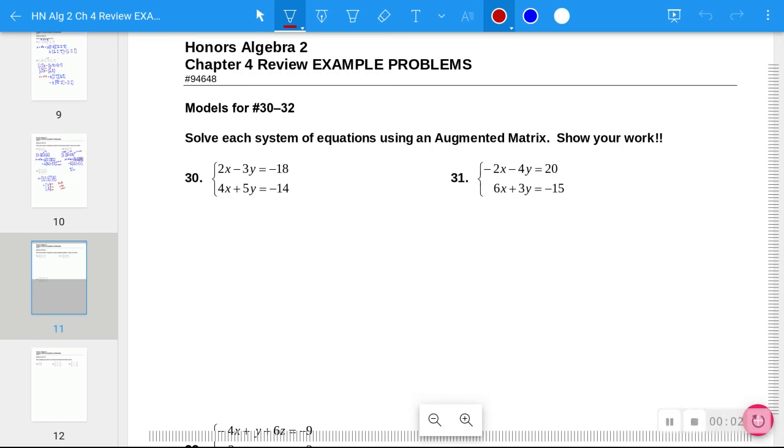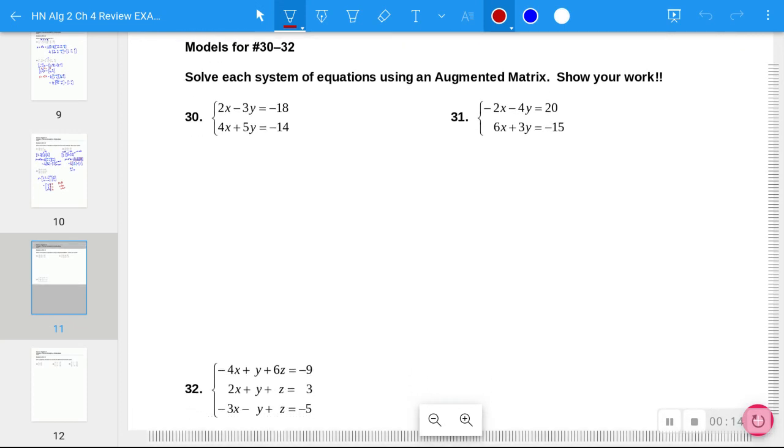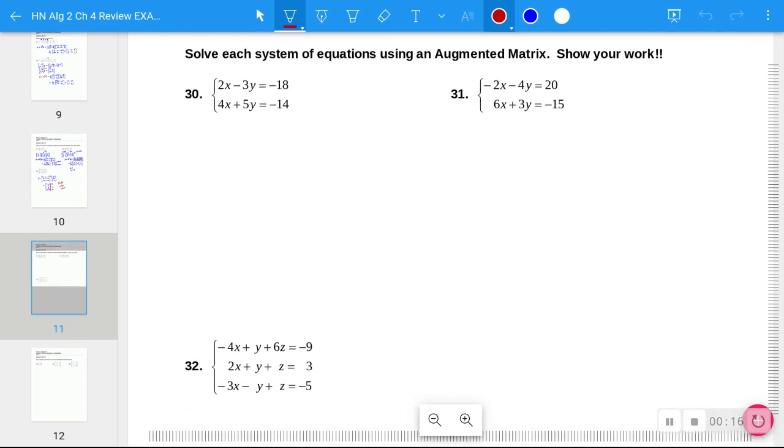Okay, we're back with the Chapter 4 review for Algebra 2 Honors. And we're getting near the end. This is problem 30, and I'm going to do 31 also on this video. And we'll leave that 3 by 3 at the bottom there, number 32, for later. Okay, we're supposed to solve each system using an augmented matrix.